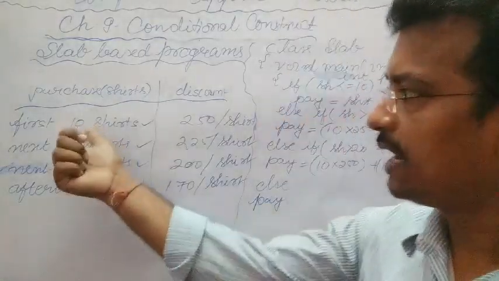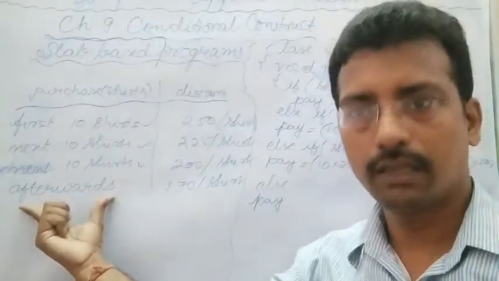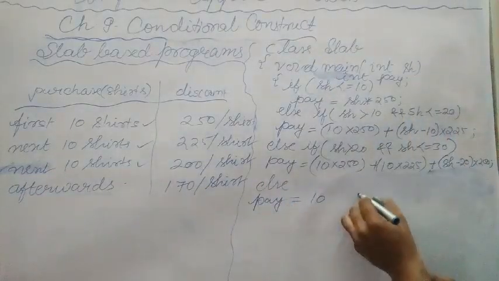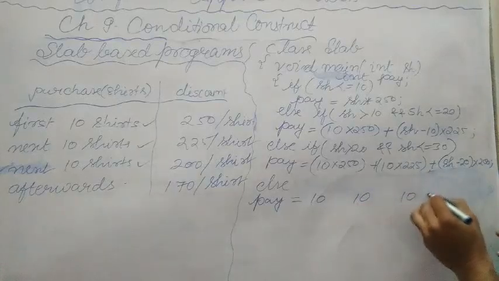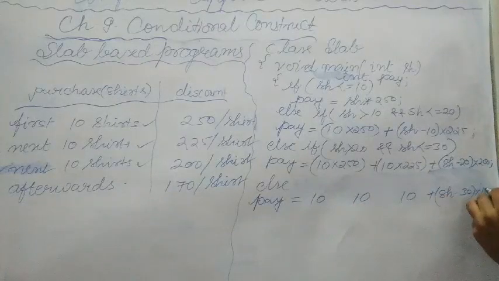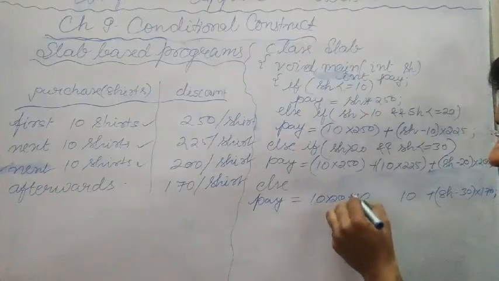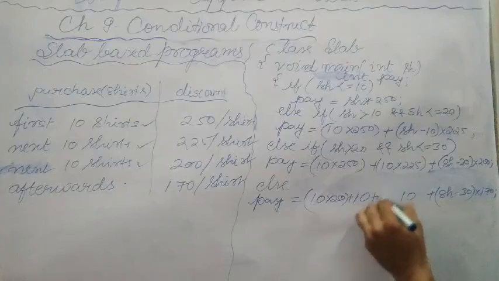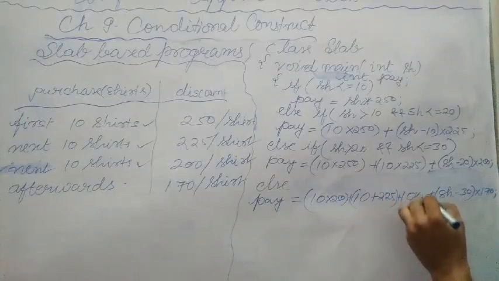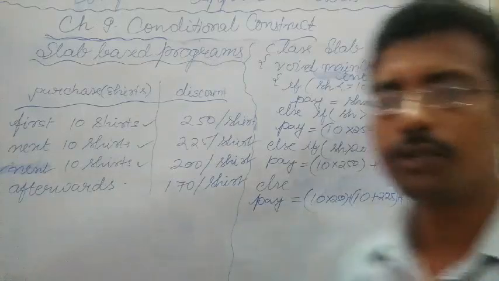35 shirts. So 10 will not fall here, 20 will not fall here, 30 will not fall here. Afterwards, this will go in this condition, so it will come after else. We have said that the starting 10, next 10, next 10, and then whatever shirts remain will be subtracted from 30 and multiplied with 170. The starting 10 will be multiplied with 250 and added. The next 10 will be multiplied with 225 and added. The next 200 and added. This is how these conditions work.